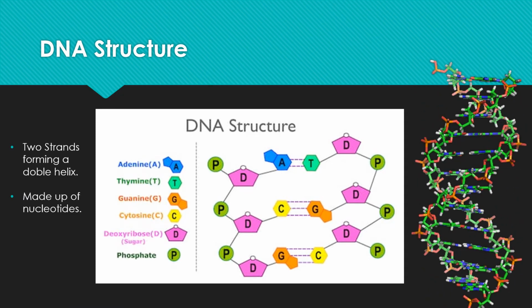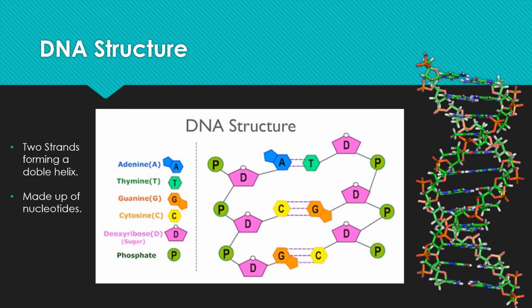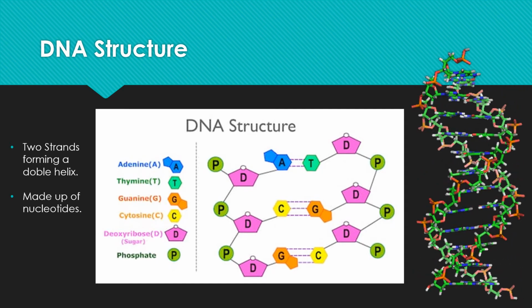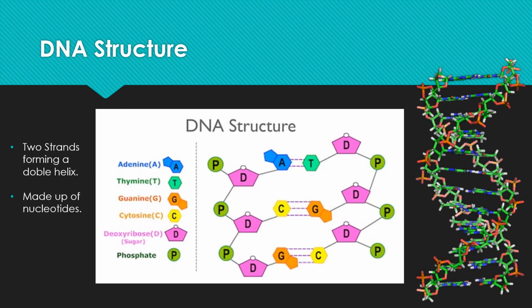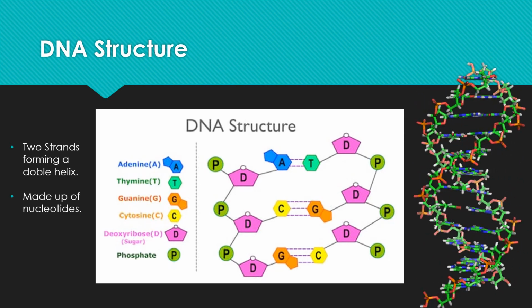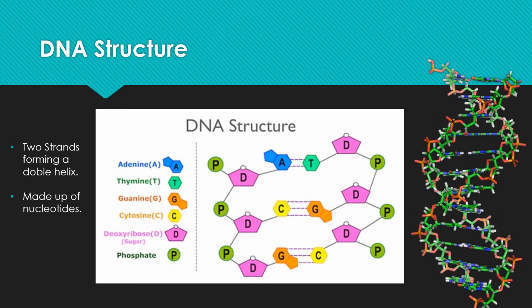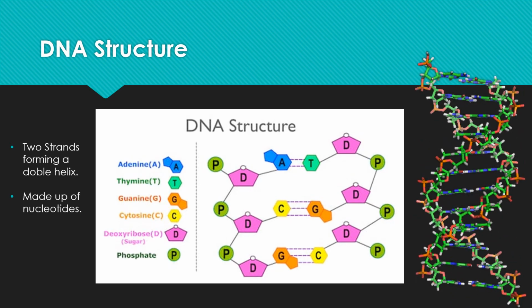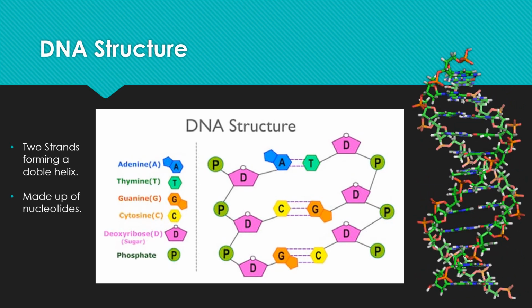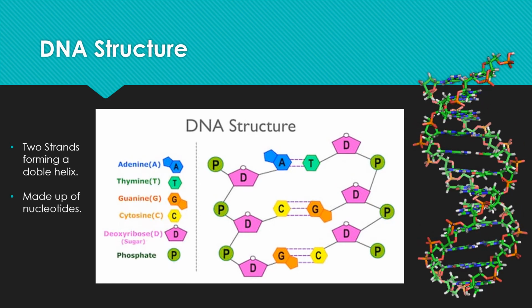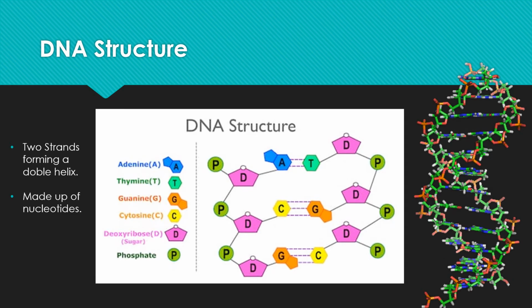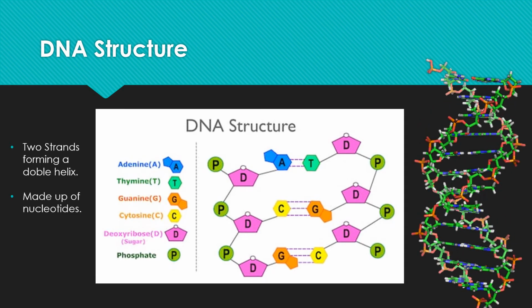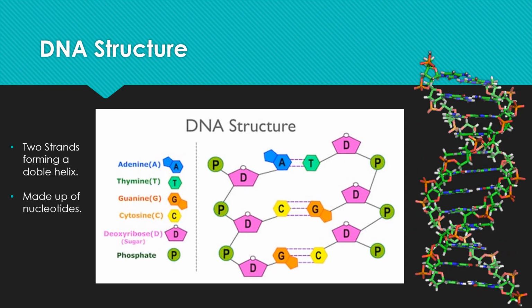The first thing that is very important in the structure of the DNA is that it's composed of two strands twisted, forming a double helix, and these two strands are made up of structures called nucleotides. These nucleotides are the bricks of our molecule of DNA. We're going to go deeper into this structure.